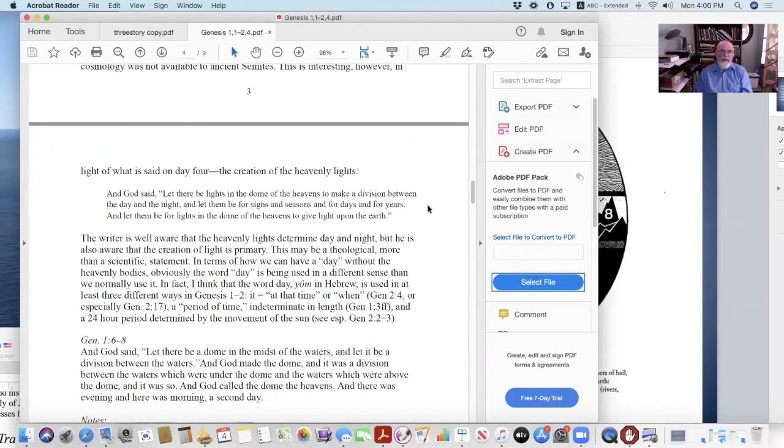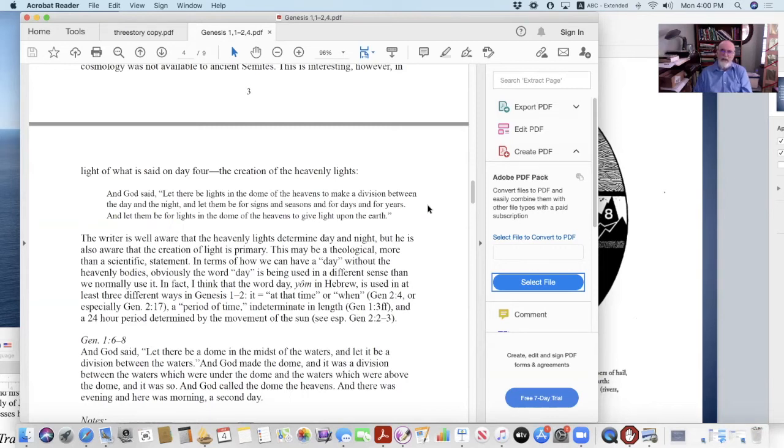God said, "Let there be lights in the dome of the heavens to make a division between the day and the night, and let them be for signs and seasons and days and years. Let them be for lights in the dome of the heavens to give light upon the earth." I think that the writer is well aware that the heavenly lights determine day and night, but he is also aware that the creation of light is primary. So I think this may be a theological more than a scientific statement.